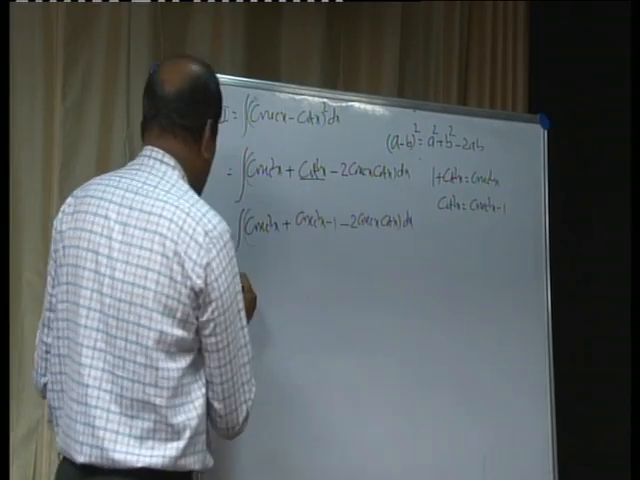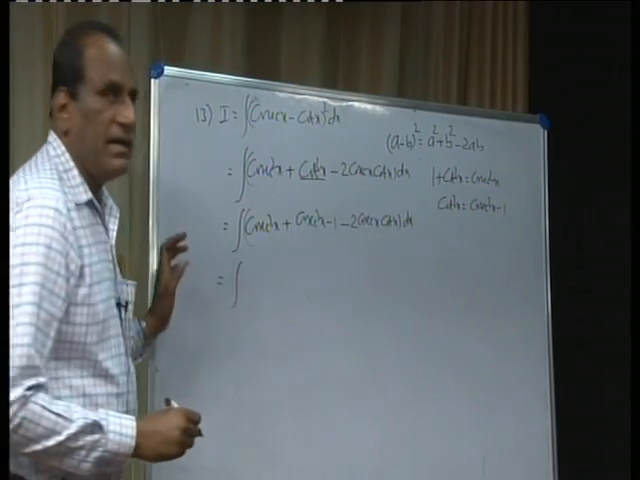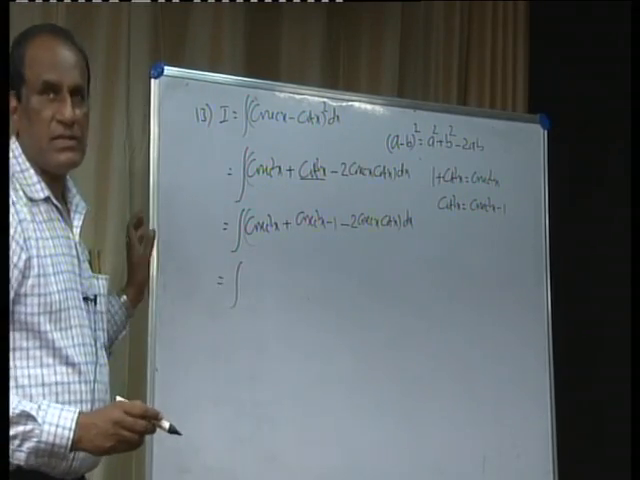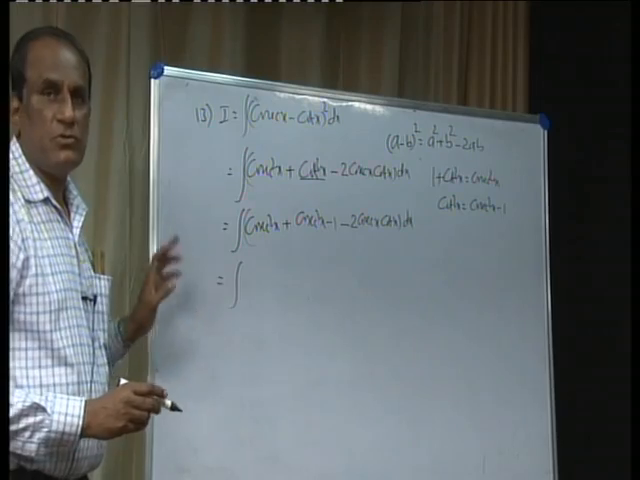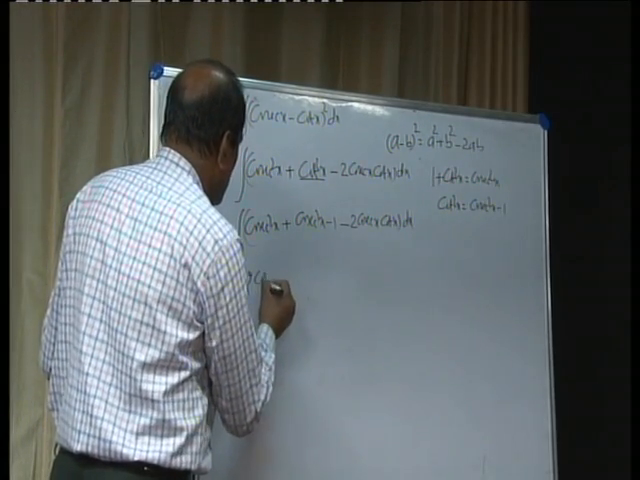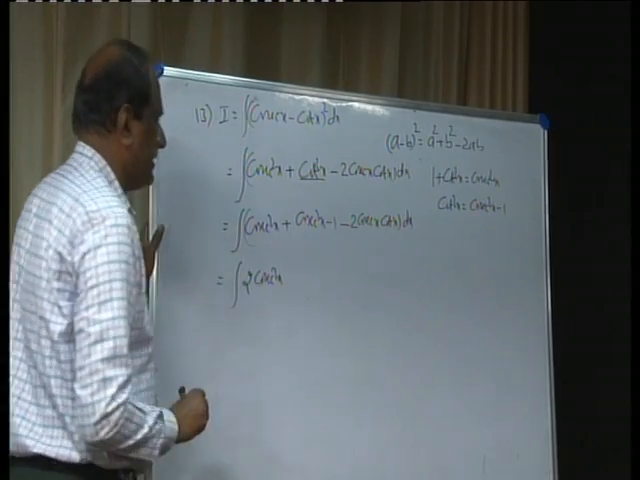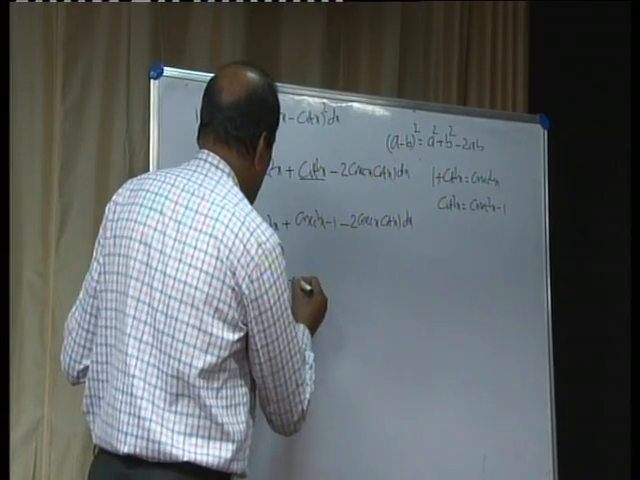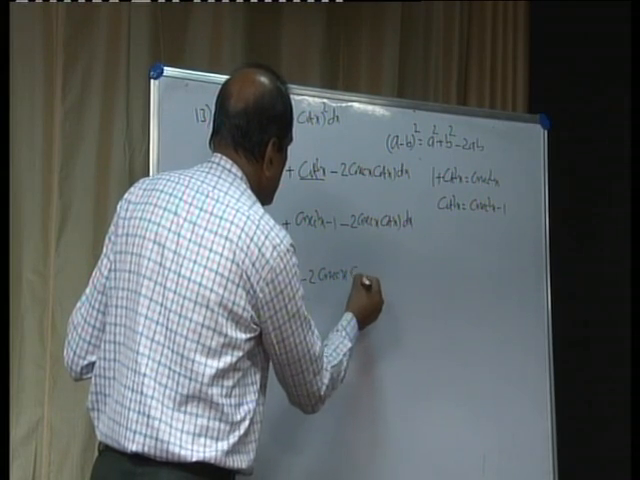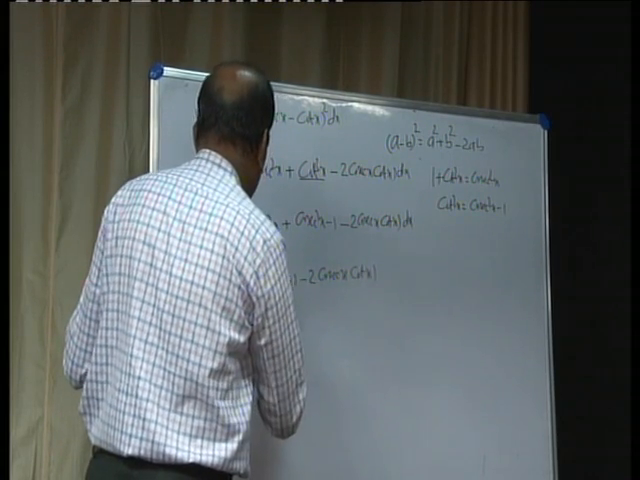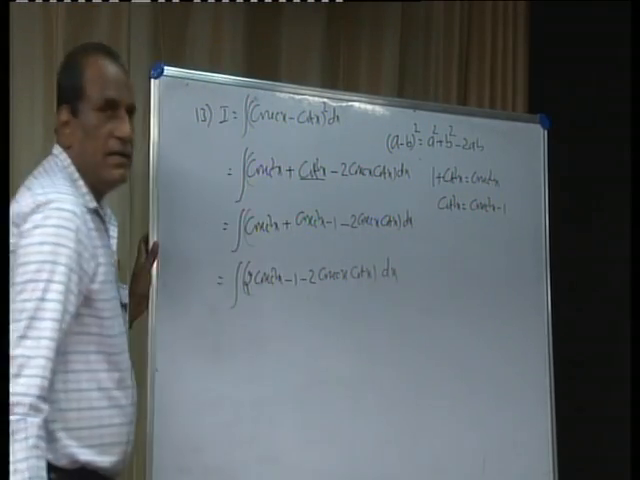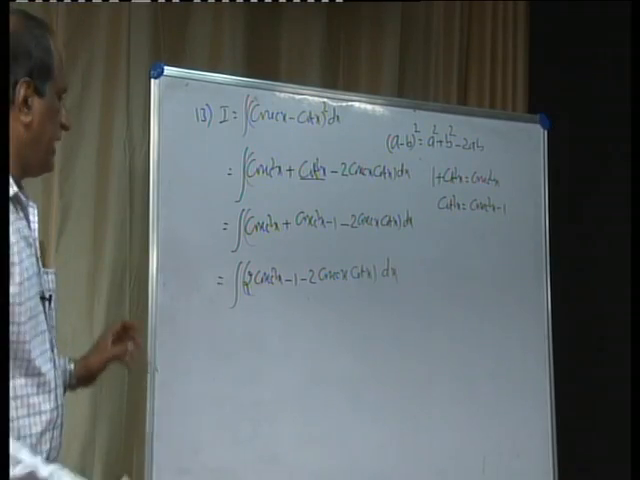Now we can simplify the integrand. Cosecant square x plus cosecant square x: mango plus mango is equal to 2 mangoes. Here the mango is cosecant square x, so 2 cosecant square x, then minus 1, minus 2 cosecant x cot x. So we can integrate each term. The variable of integration is dx.